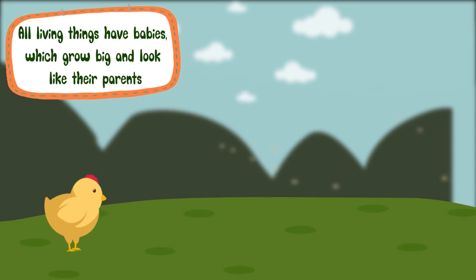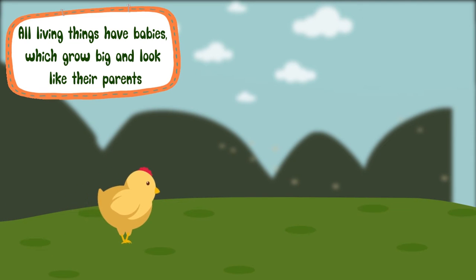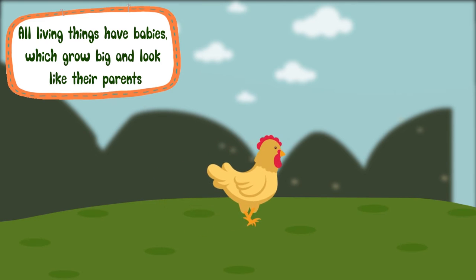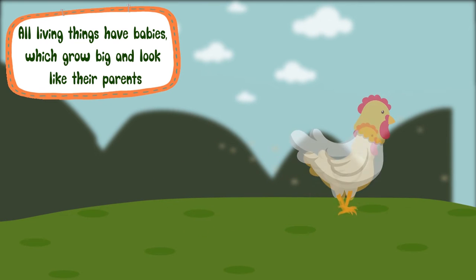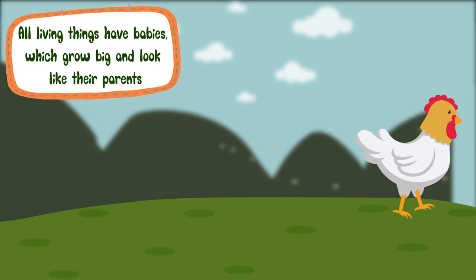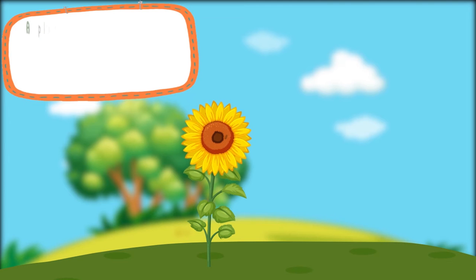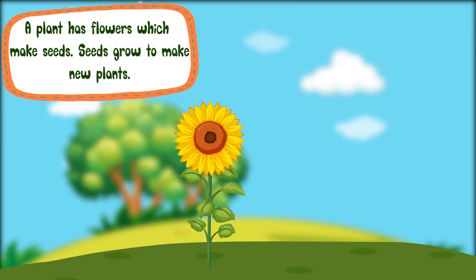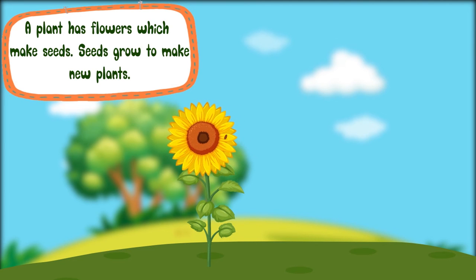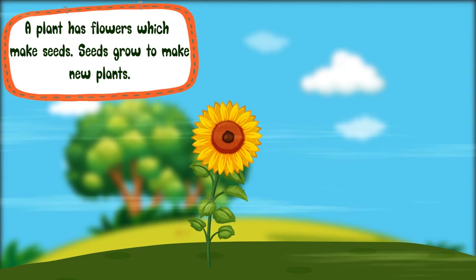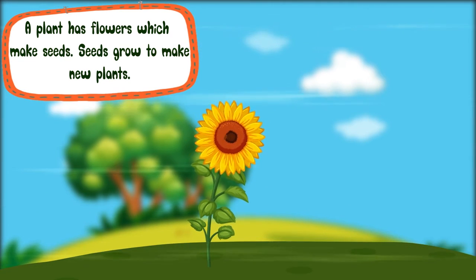All living things have babies which grow and look like their parents. A plant has flowers which make seeds. Seeds grow to make new plants.